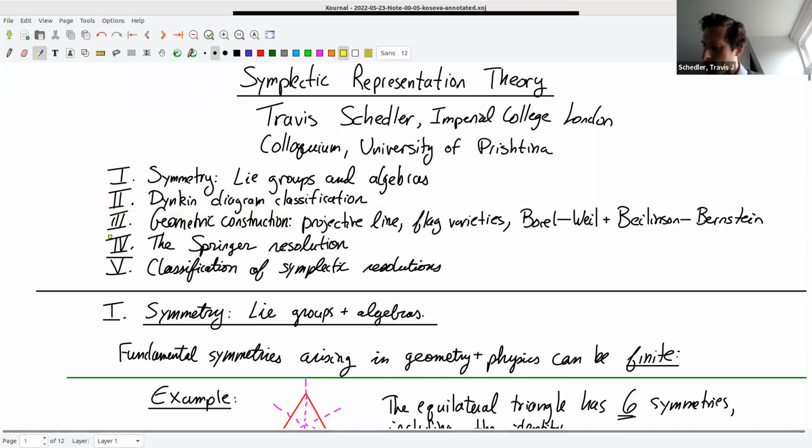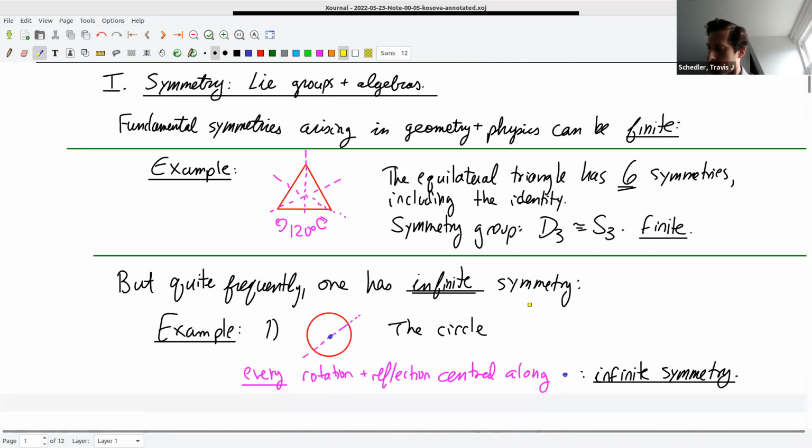I will say a little bit about Dynkin diagrams. So that's how you classify these objects. And then I'm going to give you some geometric constructions of them. So like projective lines, flag varieties, and some theorems about that. And a beautiful construction, the Springer resolution of singularities. And then once all of that is done, I'll be able to outline the vista for one of these research directions I'm quite excited about now, classifying symplectic resolutions. So hopefully the ideas will be clear, although some of the details will be a bit of a sketch.